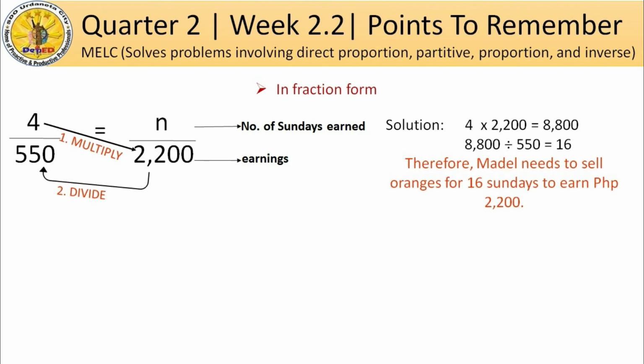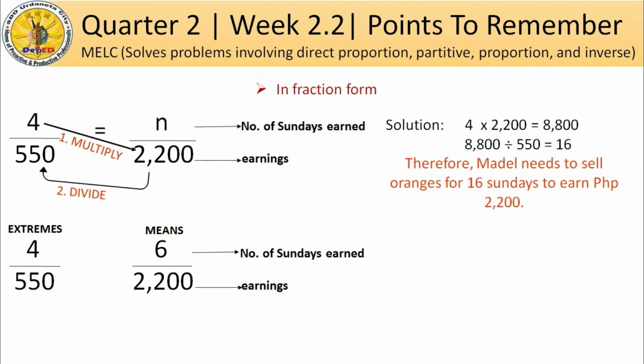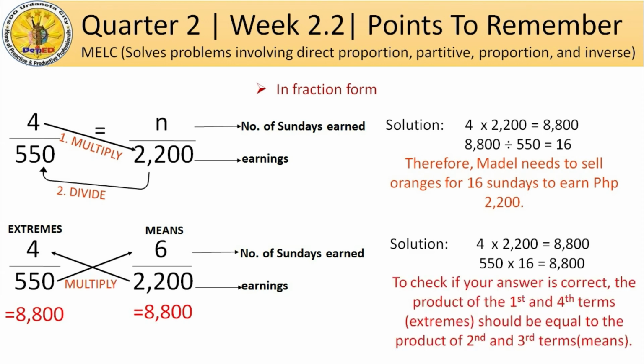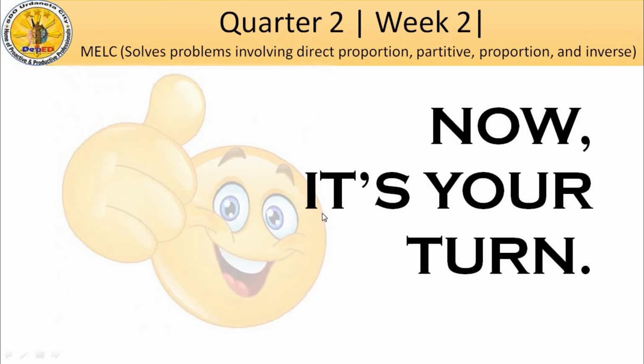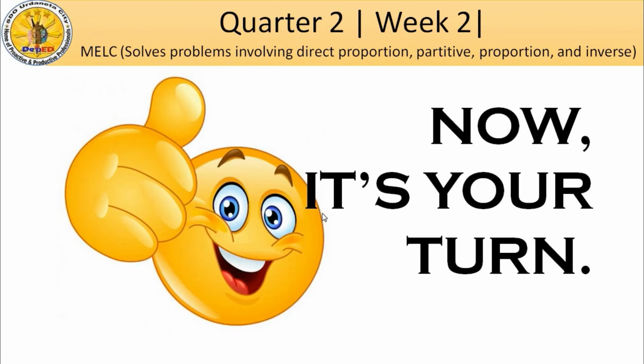Now, in checking the answers, we do cross multiplication. As such, we have 4 times 2,200 is equal to 8,800, and 550 times 16 is equal to 8,800. And since the answers are the same, our answer is correct. I am pretty sure at this point, guys, you are now ready to answer the activity for this lesson. You now have a clear understanding of the topic as well.